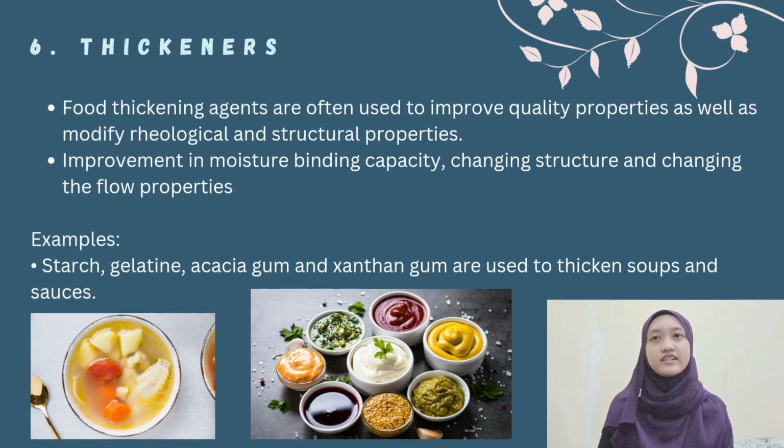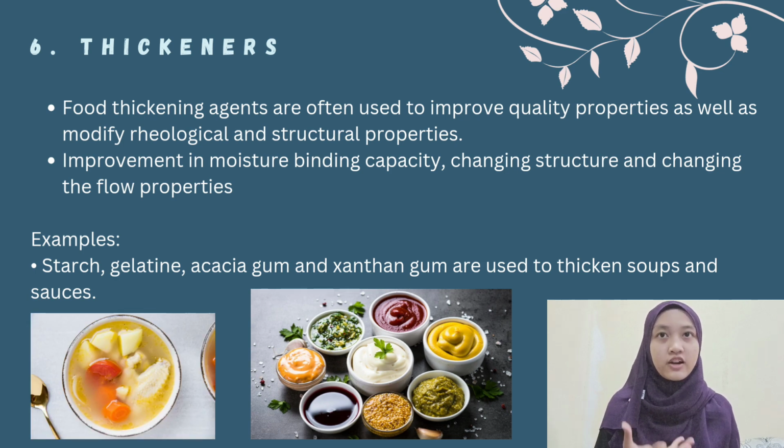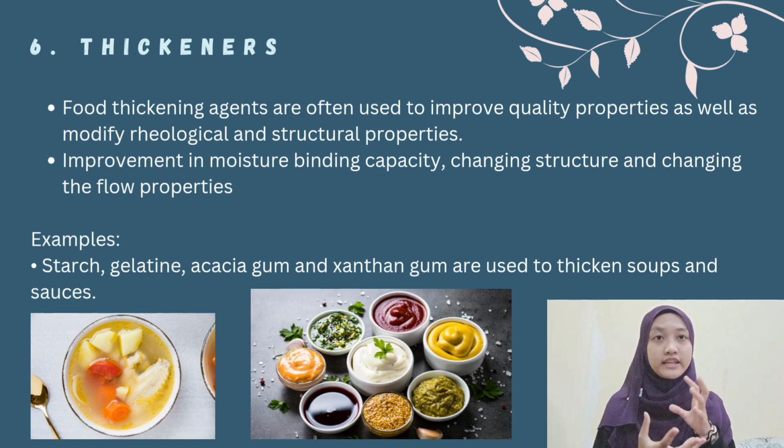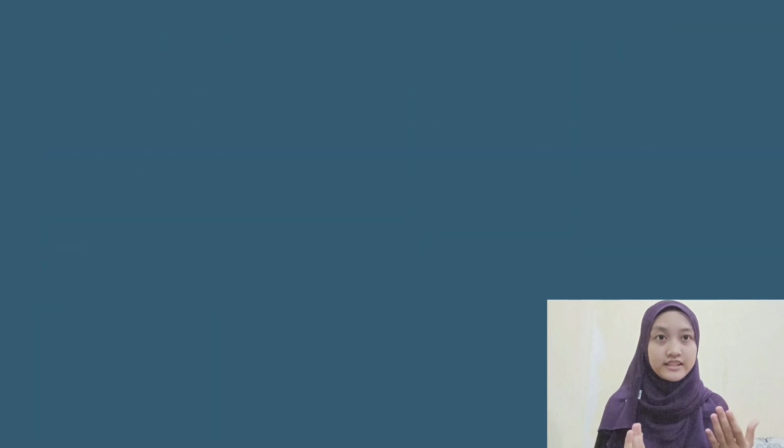Sixth is thickeners. Food thickening agents are often used to improve quality properties as well as modify rheological and structural properties. It is for improvement in moisture binding capacity, changing structure, and changing the flow properties. For example, starch, gelatin, acacia gum, and xanthan gum are used to thicken soups and sauces.